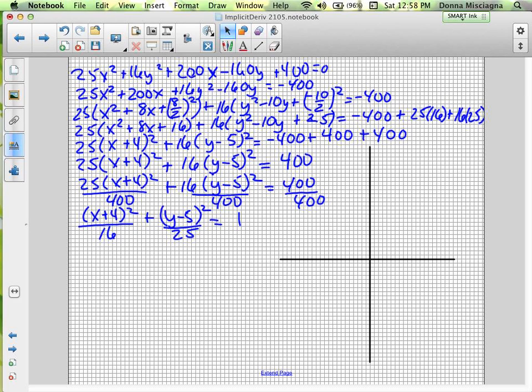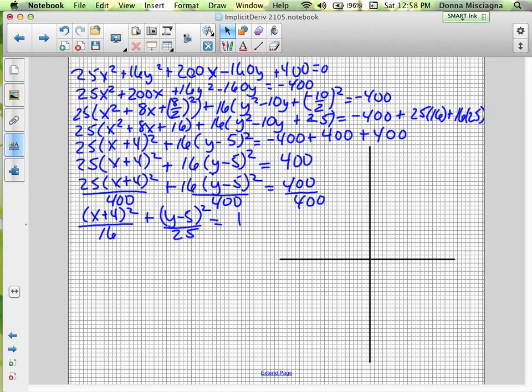So here's the original equation: 25x squared plus 16y squared plus 200x minus 160y plus 400 equals 0. We move the constant out of the way because we only want the x's and the y's, not that constant term. Now I need to factor out the a value, the coefficient in front of x squared, out of those two terms.